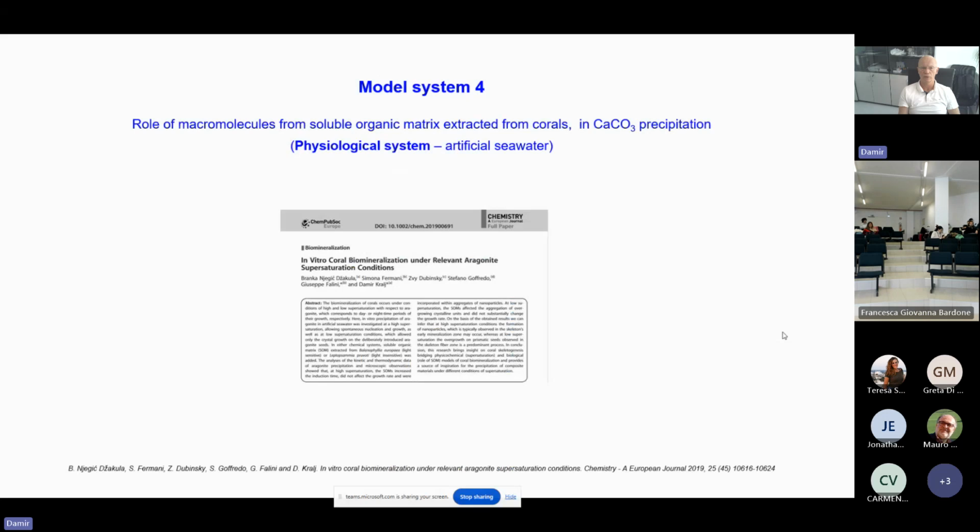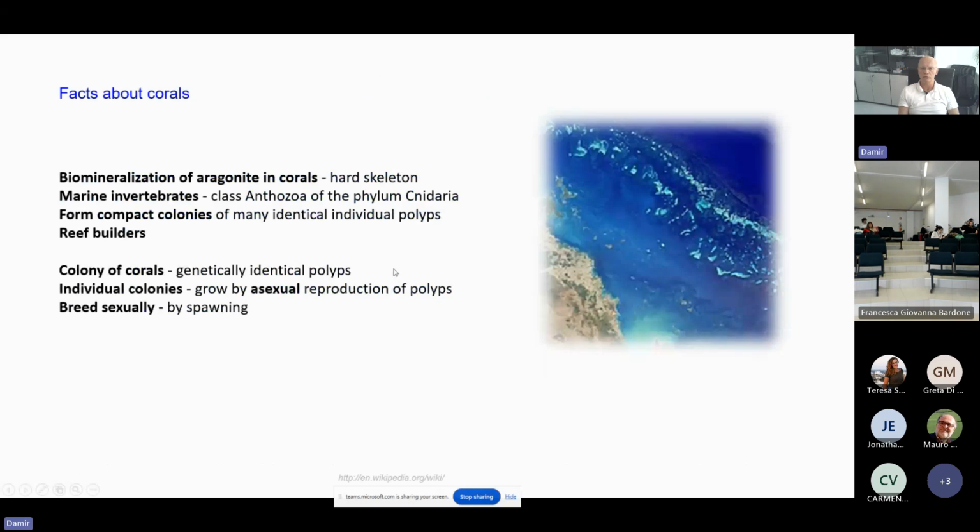So just to remind you a bit about corals: coral biomineralization produces hard skeletons that are made of aragonite. Corals are marine invertebrates, class Anthozoa and phylum Cnidaria. They can form compact colonies of many individual polyps. They are reef builders. Colonies of corals are genetically identical polymorphs, and individual colonies grow by sexual reproduction. They breed sexually by spawning.